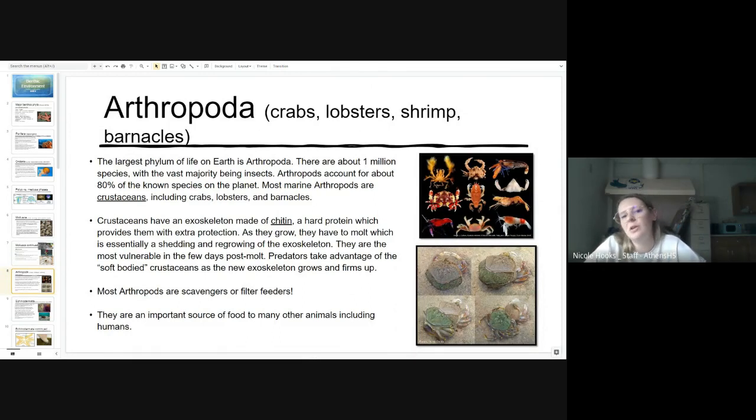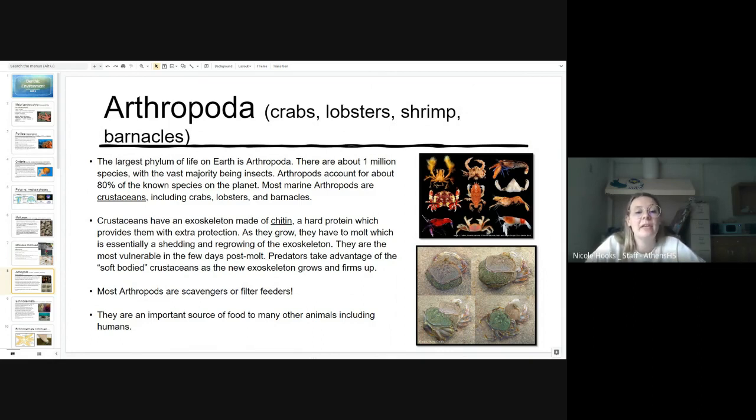All right, our next group is our arthropods. So crabs, shrimp, lobsters, barnacles. The only one that doesn't really feel like it fits is barnacles, but it's the fact that it has an exoskeleton and it's made of chitin. So that's why it kind of belongs within the arthropod grouping. So this is the largest phylum on Earth. They have 1 million species, if not more. We're still discovering new types of insects daily.